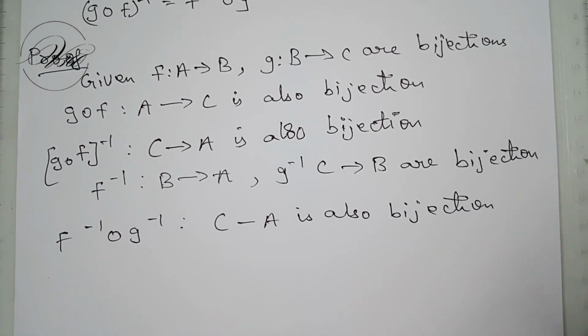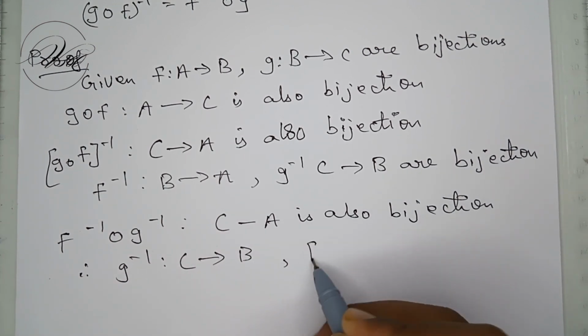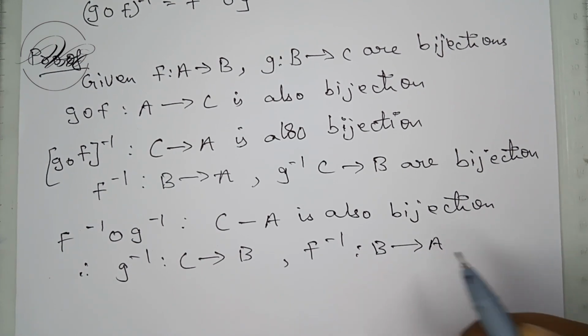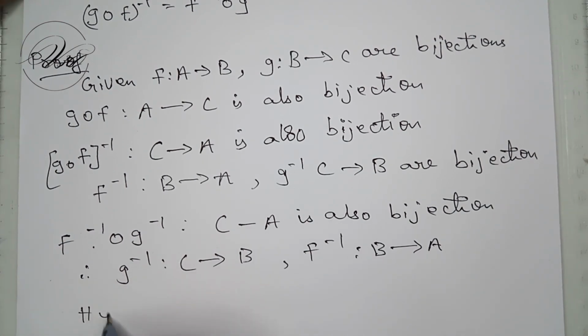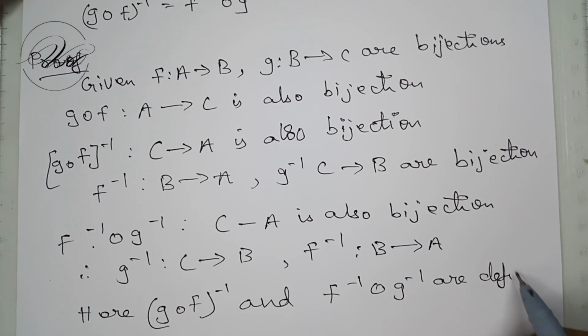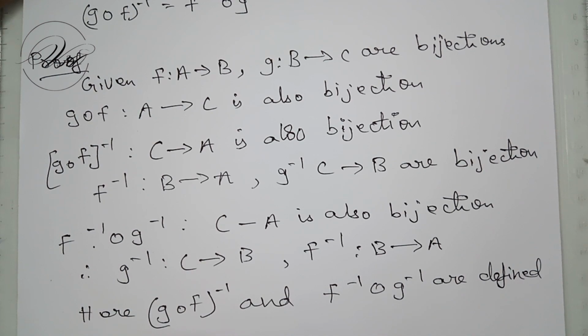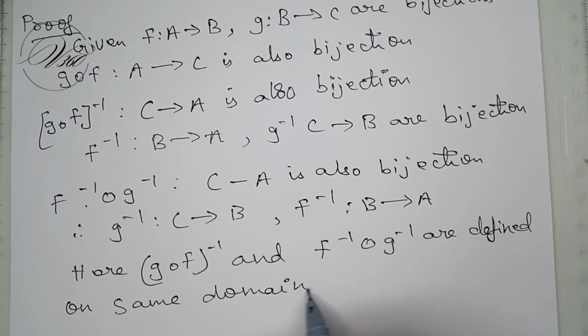Okay. And therefore G inverse maps C to B, no, and F inverse maps B to A. For this statement, I have written here, and for this statement, I have written here separately. Okay. Now here G of F whole inverse and F inverse of G inverse are defined on the same domain. Okay.